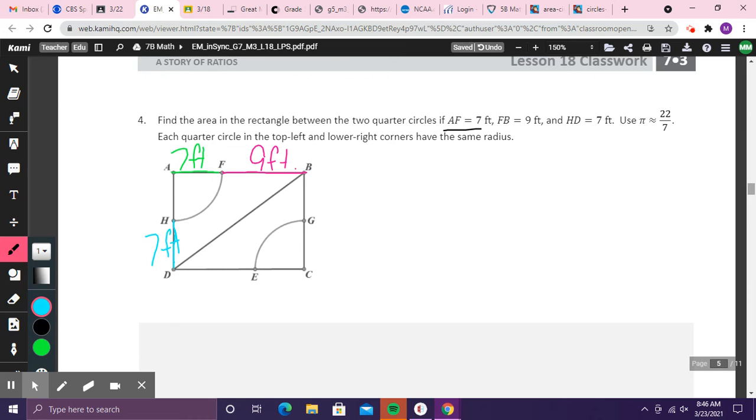Okay, it says to use 22/7 for pi. Each circle in the top left and lower right corners have the same radius. So I want you to take a second and not using your pencil, unless you already know what you're doing, figure out what we're going to do here.